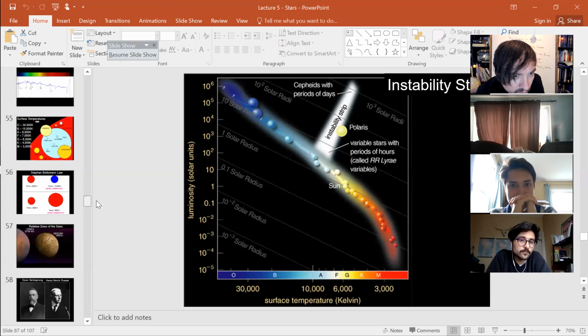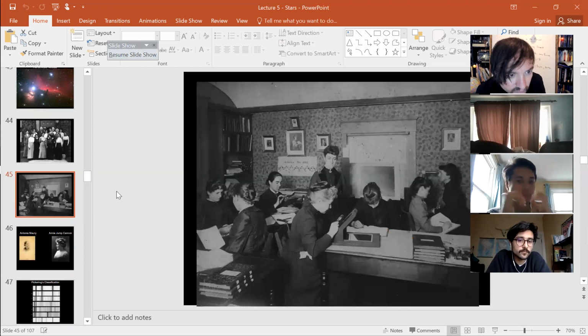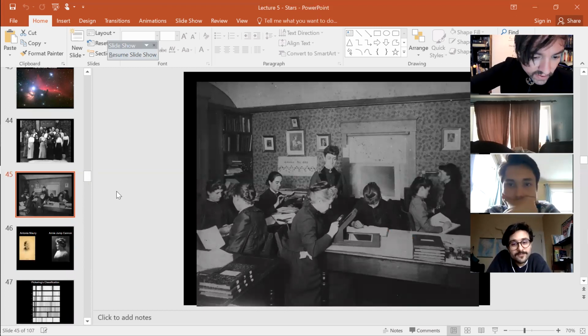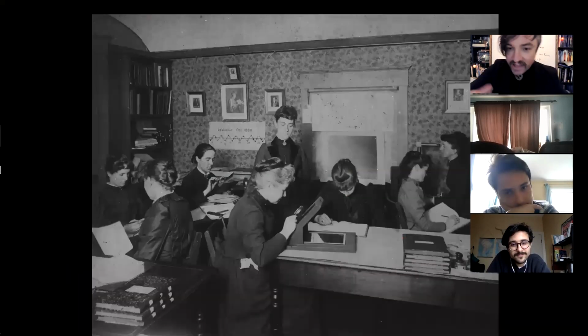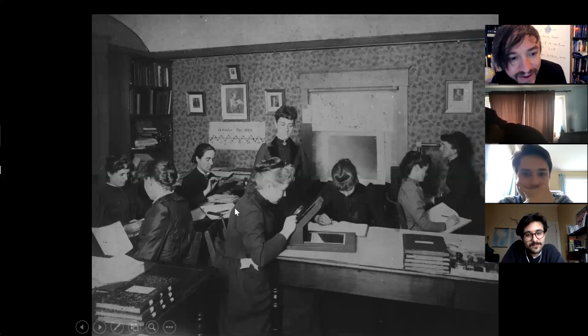Where is Pickering's harem here? Okay, here they are. This is a slide that I found, a famous photograph of the Harvard computers, Pickering's harem, at the Harvard College Observatory. And they're obviously hamming it up and posing for the photograph. So they're doing all the various tasks that astronomers do.